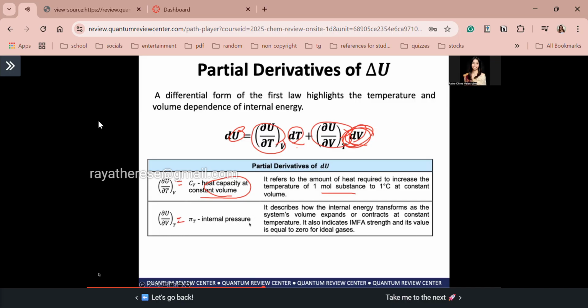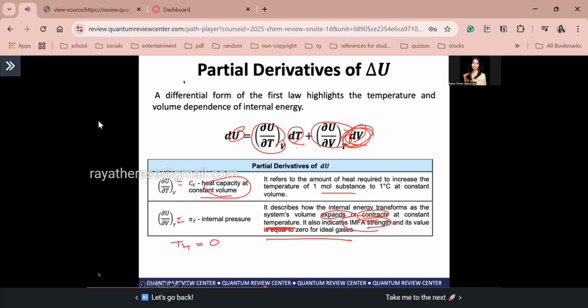So, πT, internal pressure, describes how the internal energy transforms as the system's volume expands or contracts at constant temperature. Okay? Again, we describe the internal pressure, how the internal energy transforms as the system's volume expands or contracts. And it also indicates intermolecular force strength, and its value is equal to 0 for ideal gases. Remember this, guys: for ideal gases, πT is equal to 0.